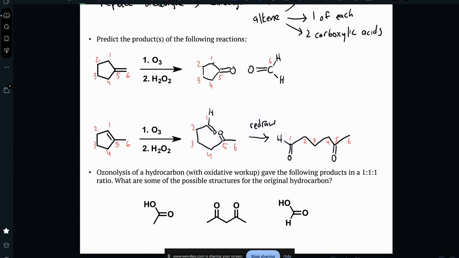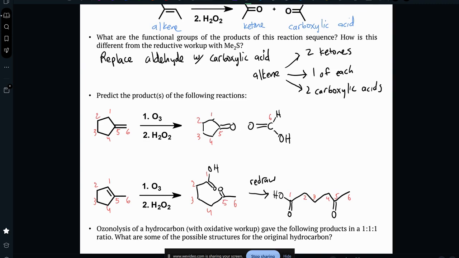All right, to make my life easier, I just copied my work from the previous page. And now I just need to make one change to my products, and that is wherever I see an aldehyde, turn it into a carboxylic acid. So in my first case, I have a ketone and an aldehyde. I'm going to just change that aldehyde to a carboxylic acid. In the second case, again, I have a ketone and an aldehyde. I'm going to change that aldehyde to a carboxylic acid. Other than that, everything stays the same.